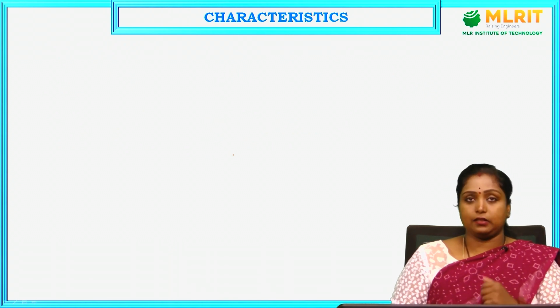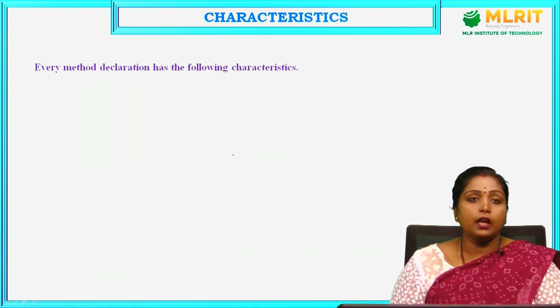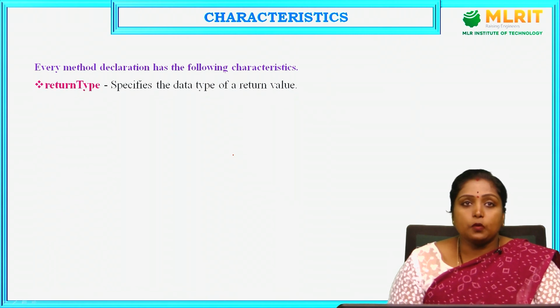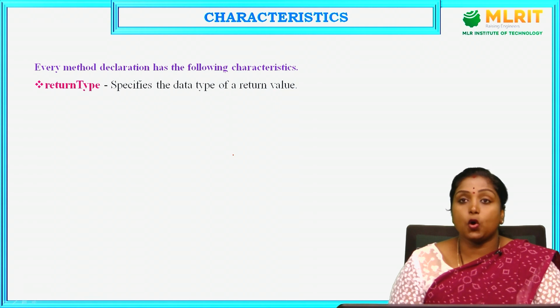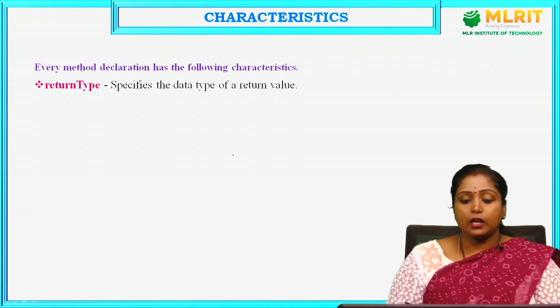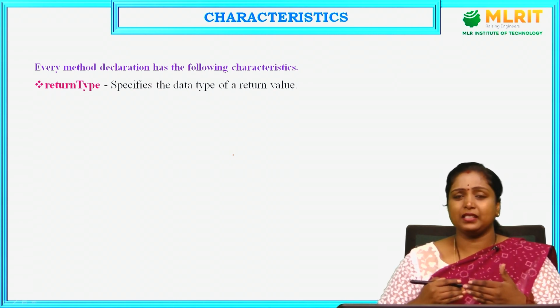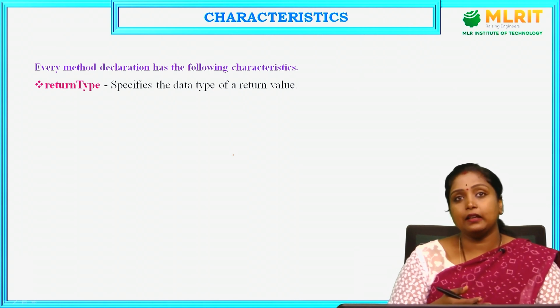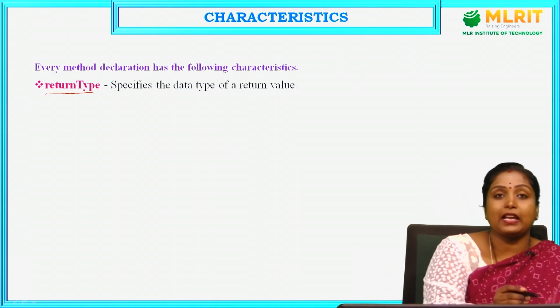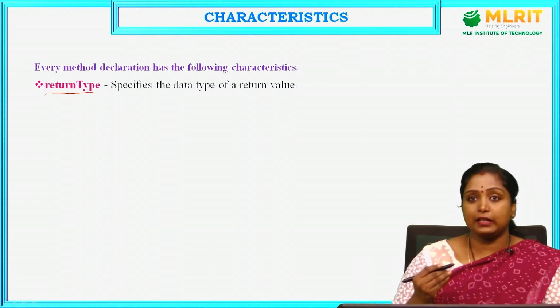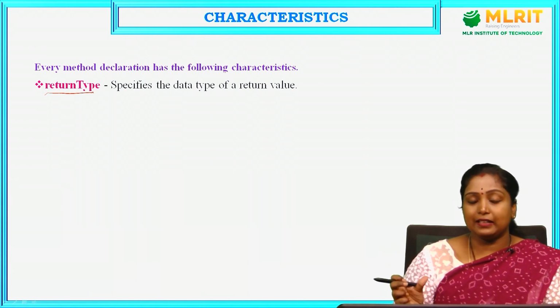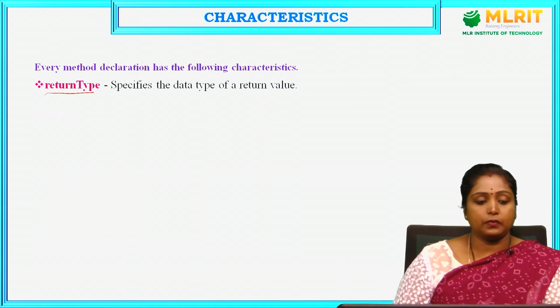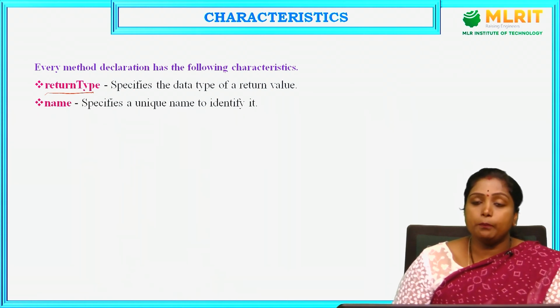So what are the characteristics of a method? How can you define a method? These are the characteristics, or how you can write a particular method. First, the return type. If you are specifying some task in a method and you want to return some value back to the calling method, then you use the return type. The specific data type of the value should be written here. Then the name of the method.